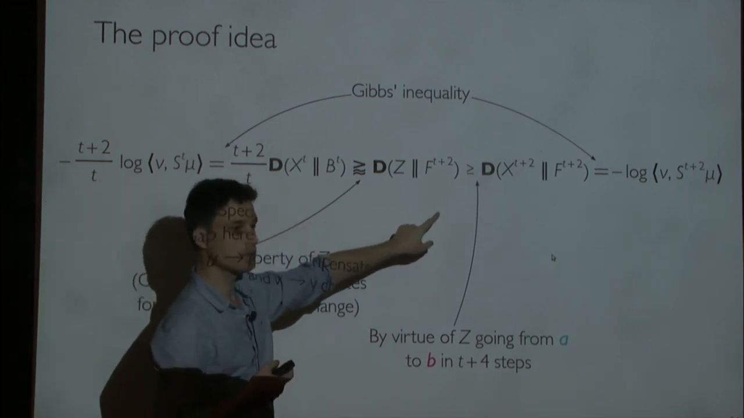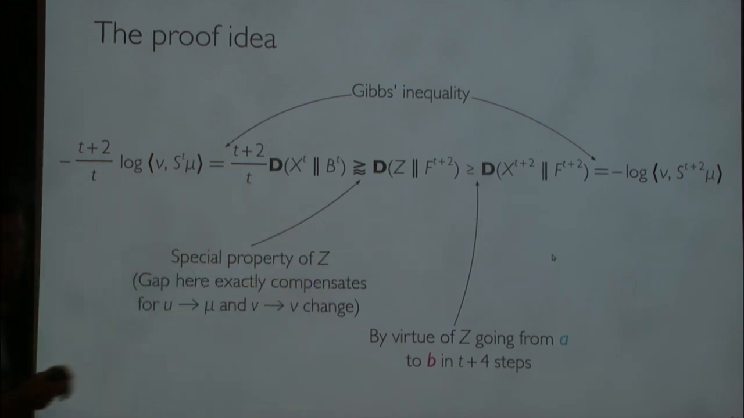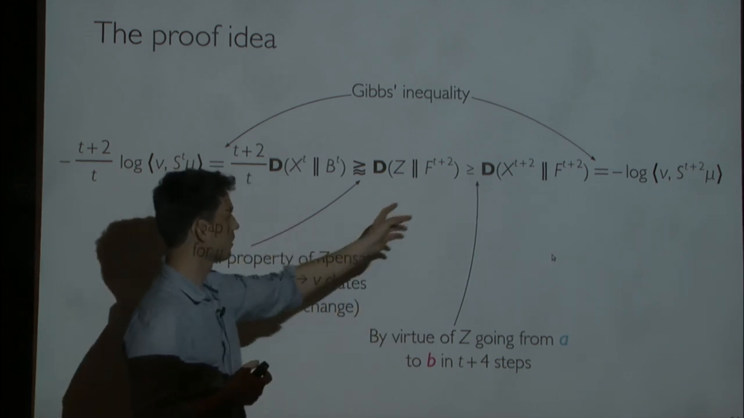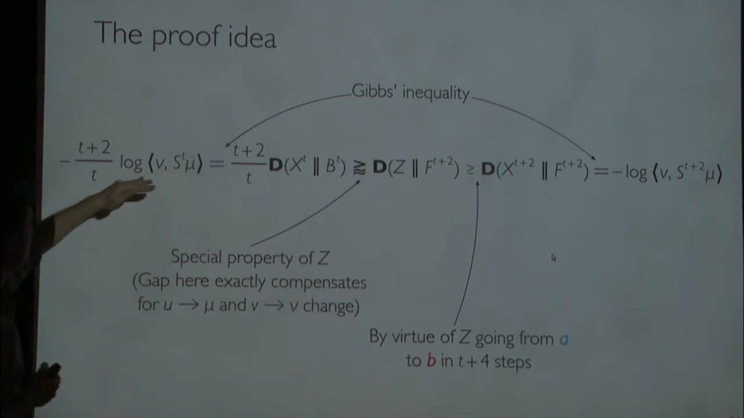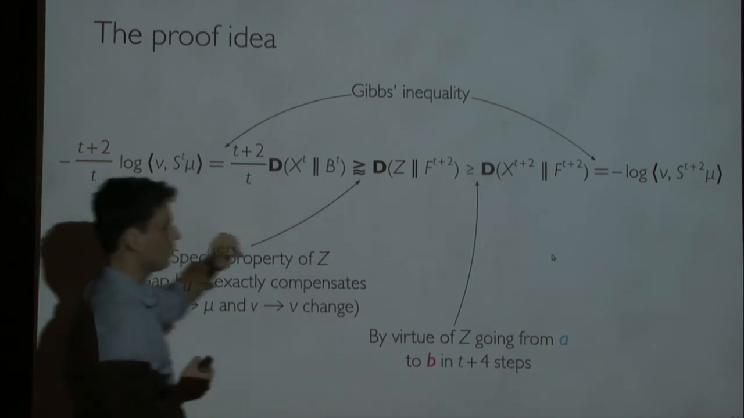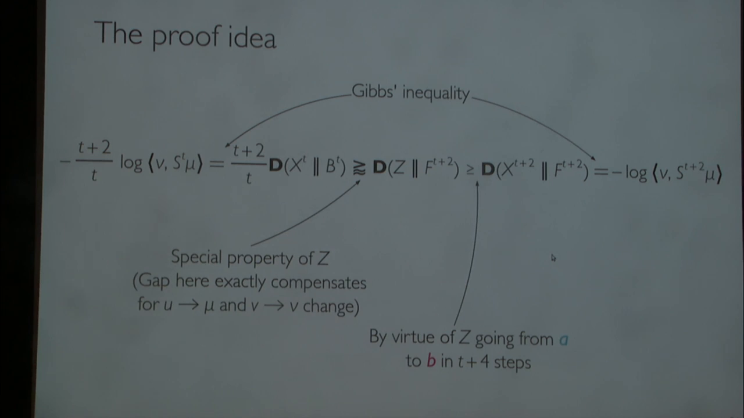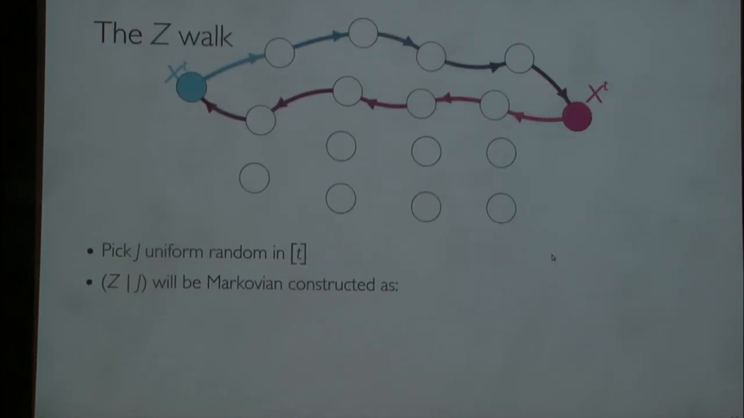And this one, as we argued, z is just one walk ending up at b, and this is the optimal walk ending up at b. And then this we will relate to mt, and this we will relate to mt plus 2, and this way everything will follow. Okay, so now the z-walk.